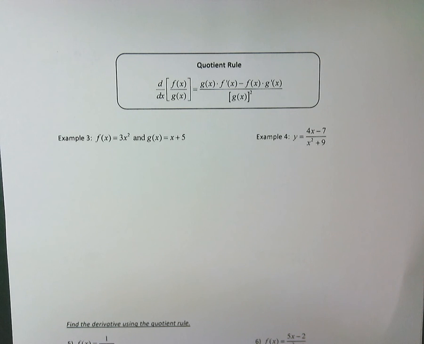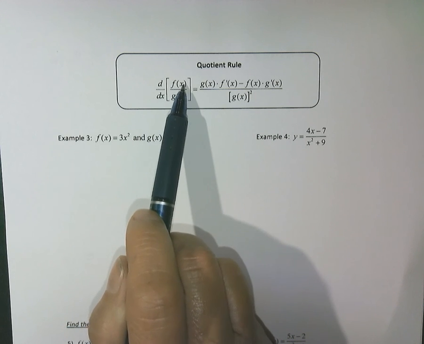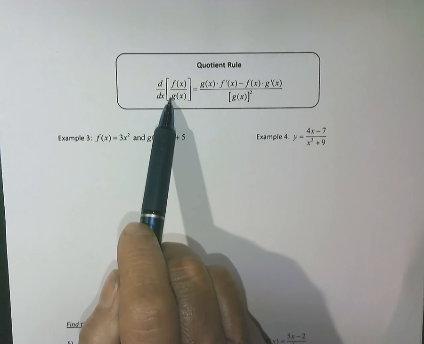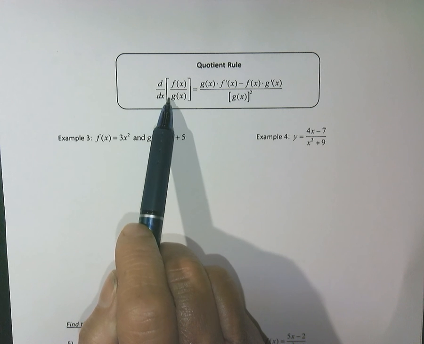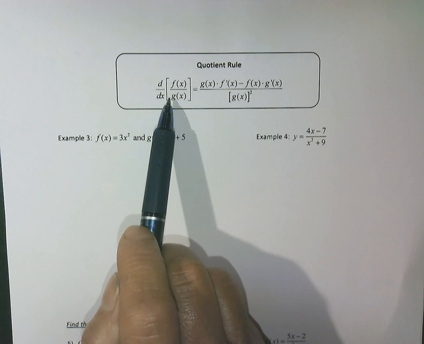You can do it. We're going to take the derivative of a quotient. That means polynomial divided by another polynomial.